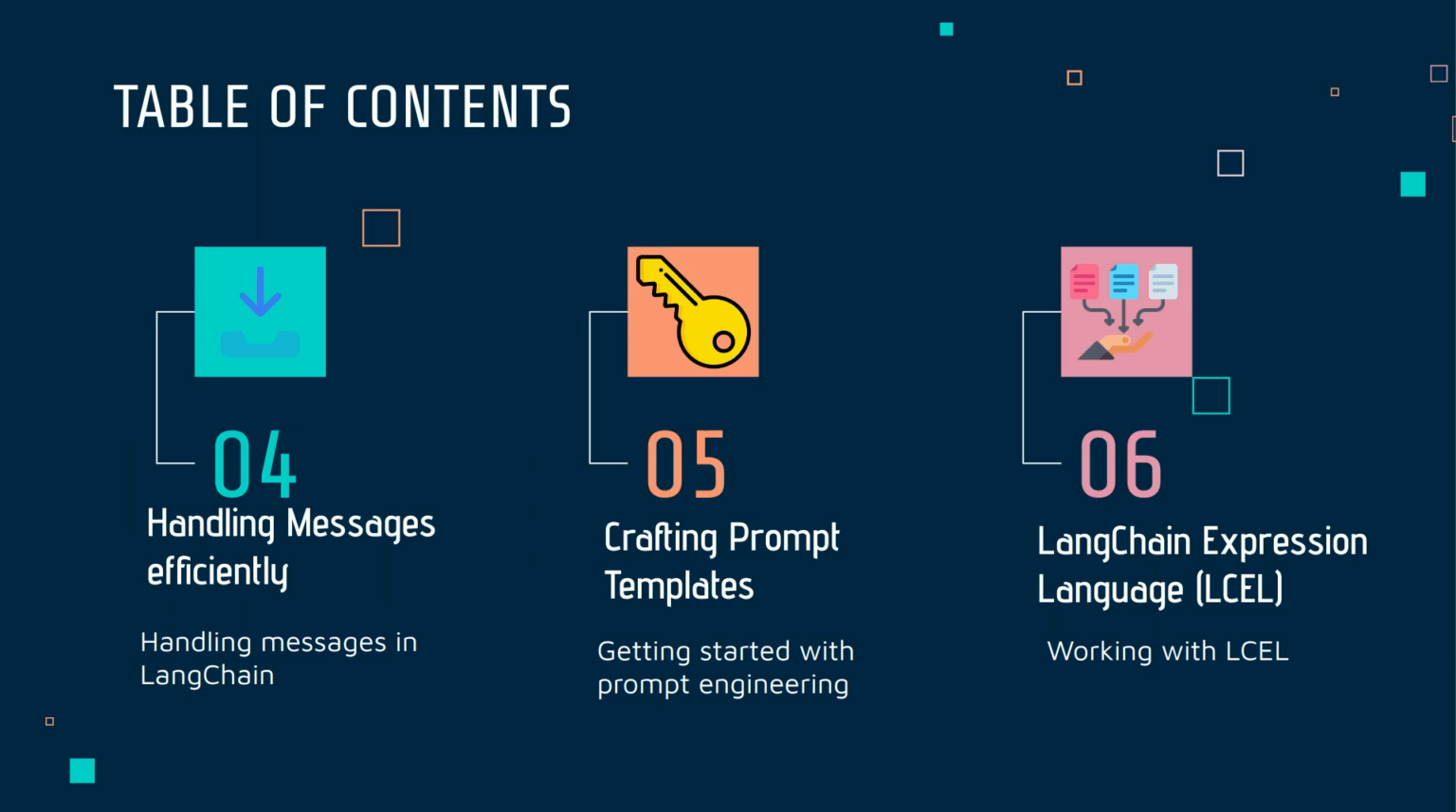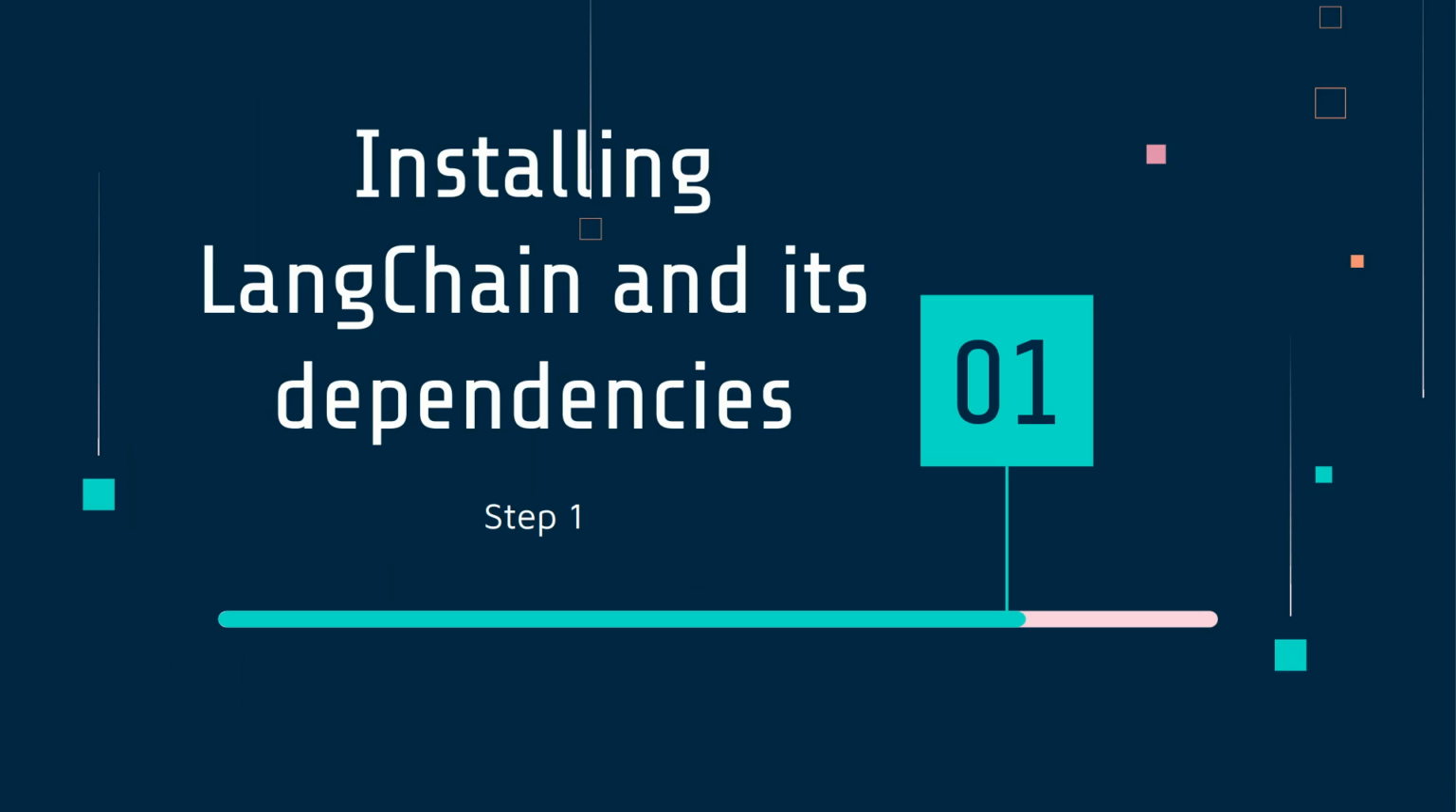And this is just an overview of the same things that we just talked about, so I'm just going to skip them, okay? The first thing we're going to do is install LangChain and its dependencies and everything that we need to work with, okay?